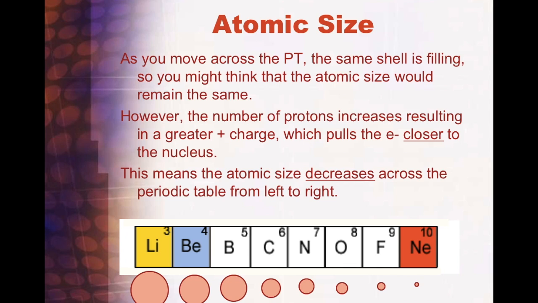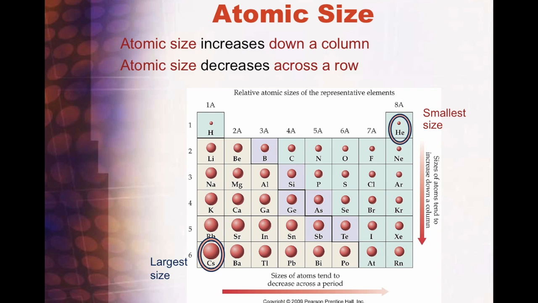The reason for this is that the nucleus of each of these has more protons in it, so it's got a larger positive charge, and it tends to pull the electrons in closer, so it actually makes the electron shells smaller as we go across. So the atomic size decreases across the periodic table from left to right, and this is true for all of the periods of the periodic table.